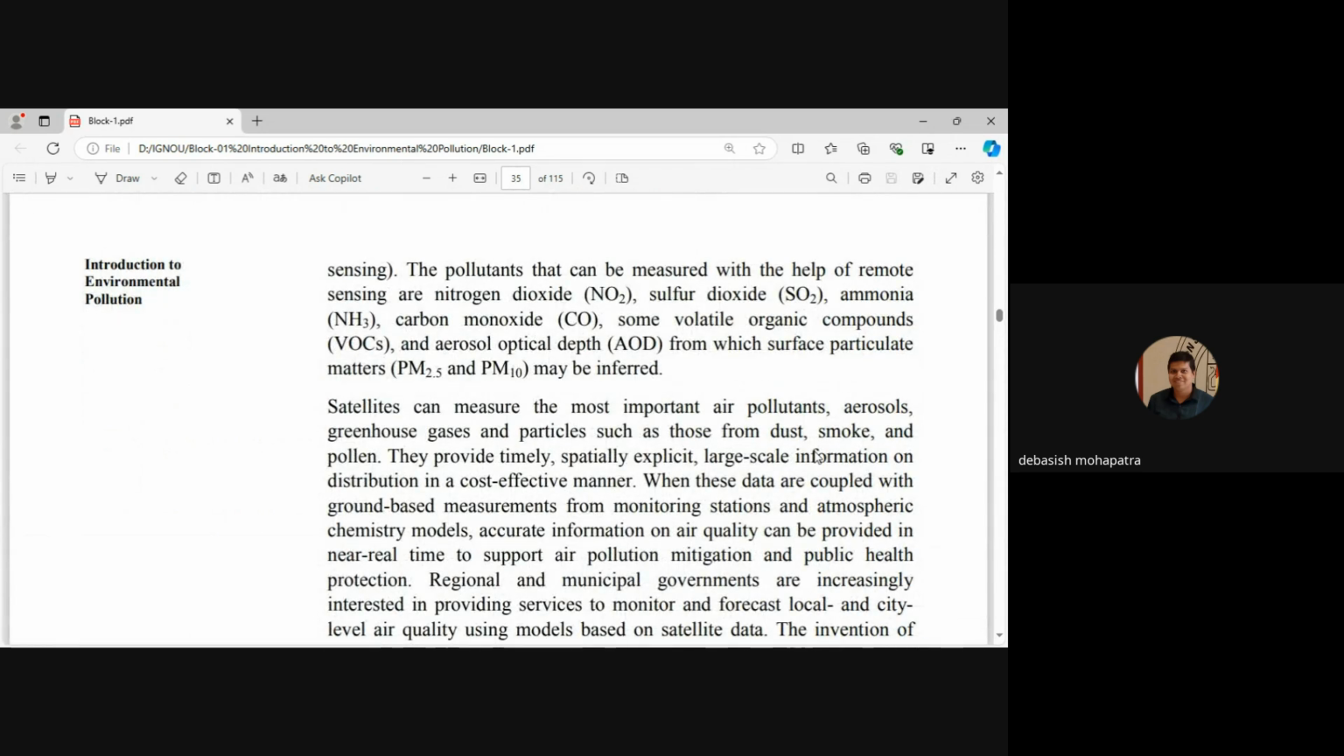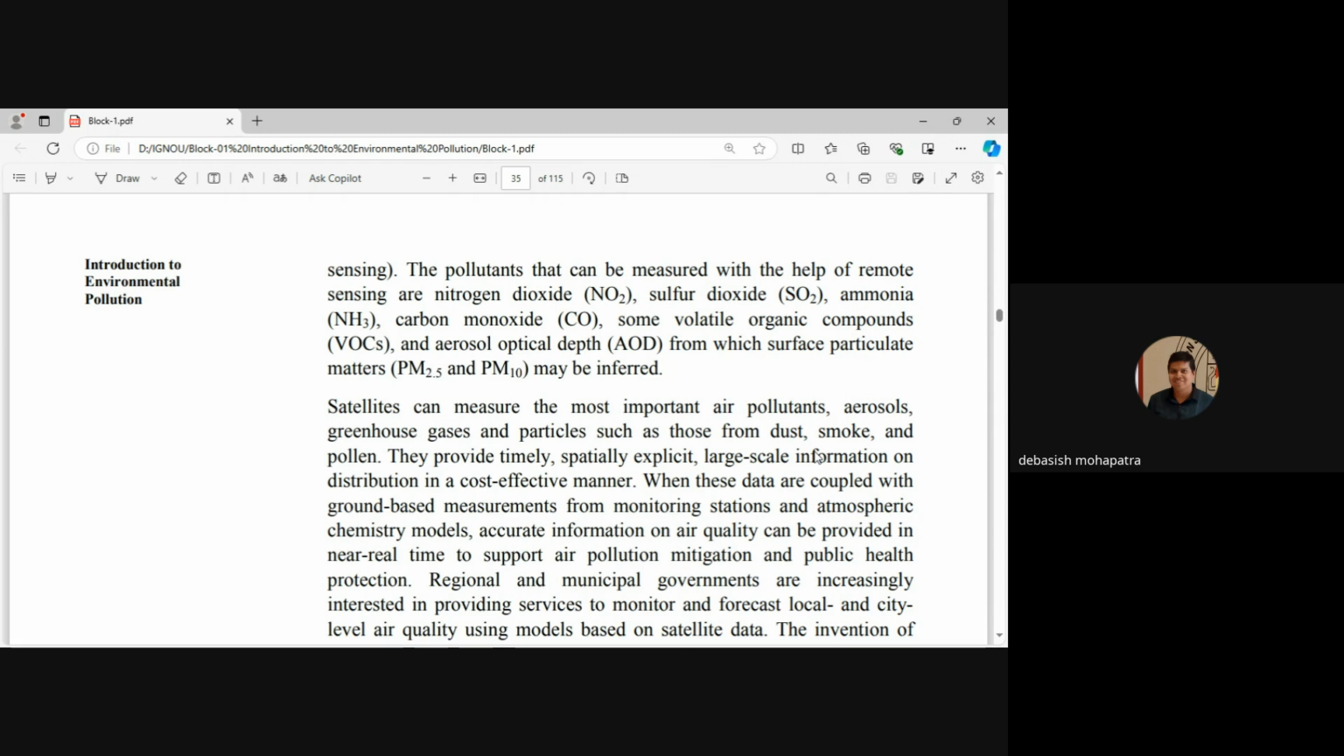The pollutants that can be measured with the help of remote sensing are nitrogen dioxide (NO2), sulfur dioxide (SO2), ammonia (NH3), carbon monoxide (CO), some volatile organic compounds (VOCs), and aerosol optical depth (AOD), from which surface particulate matter PM2.5 and PM10 may be inferred. So satellites can measure the most important air pollutants, aerosols, greenhouse gases, and particles such as those from dust, smoke, and pollens. They provide timely, spatially explicit, large-scale information on the distribution in a cost-effective manner.